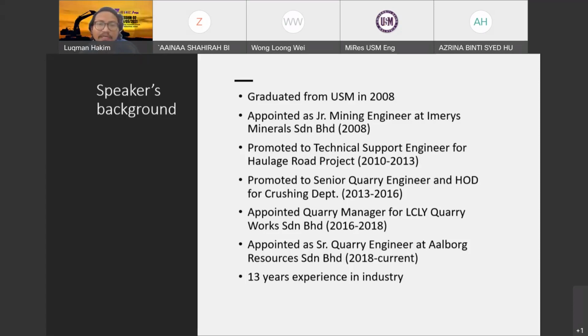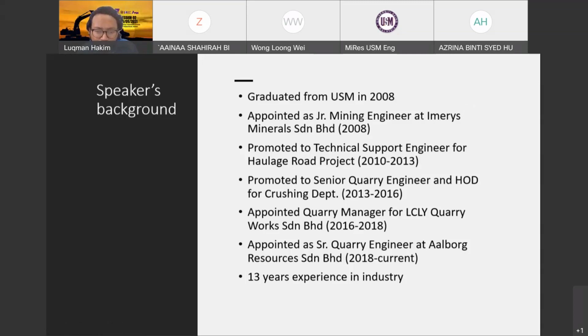So saya nak terangkan sikit pengalaman saya. Saya graduate dari USM pada tahun 2008 dan saya diterima bekerja sebagai entry level ataupun junior mining engineer pada 2008 untuk Emiris Minerals Sdn Bhd yang terletak di Simpang Pulai. Kemudian saya promoted to technical support engineer untuk menjadi technical lead dalam projek Core Road yang duration dia lebih kurang dalam 3 tahun. So dalam role ni saya lebih kepada technical support untuk team development. Dan saya akan terangkan sebentar lagi apa kerja-kerja saya.